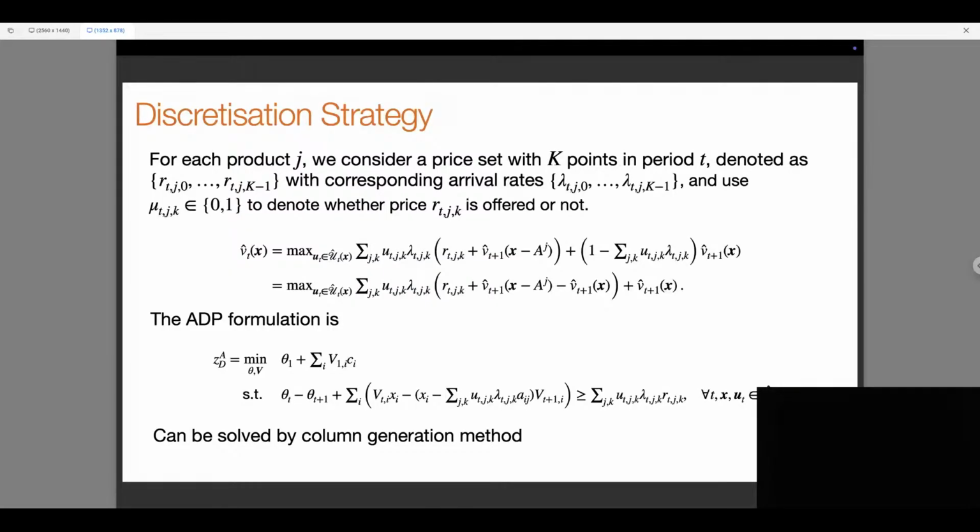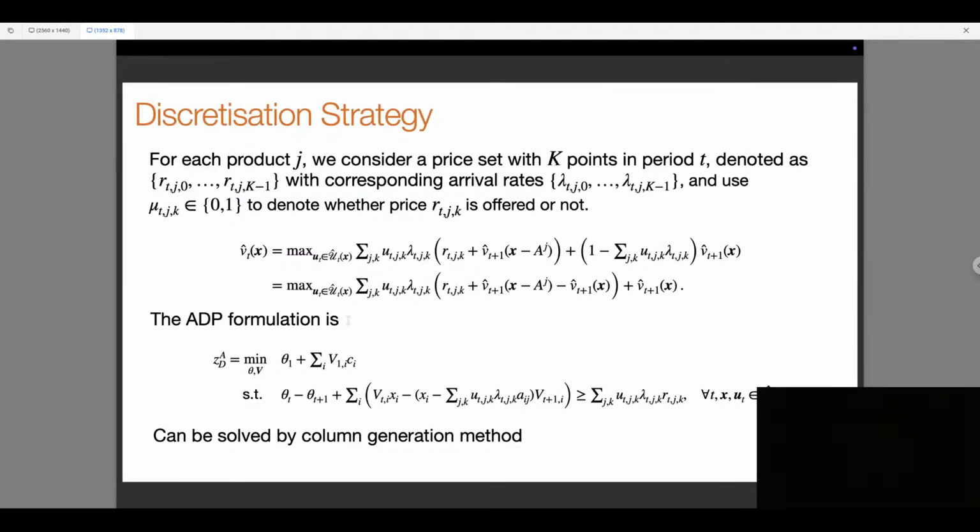So the DP formulation is denoted as V hat_t(x), a maximization that is trying to find the optimal price offering strategy u that maximizes the reward gain by this offering strategy.